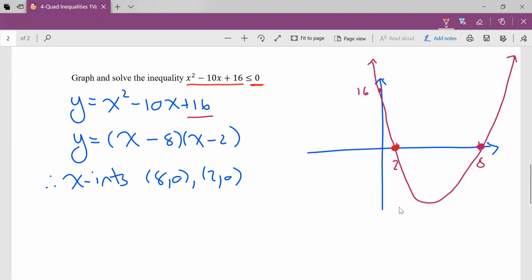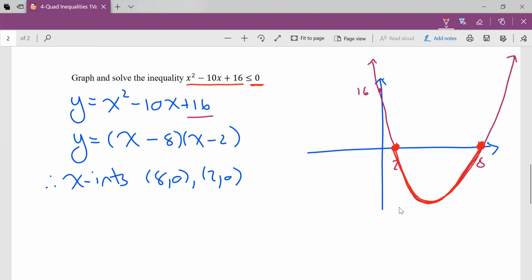Well, we know where it equals 0. That's at 2 and 8. But where is our output less than 0? Well, our output is less than 0 right down here when our y values are negative, right? That's what that's saying. Where is our output less than 0? Right there. Okay, so there it is visually.